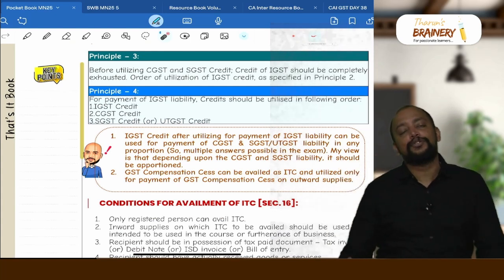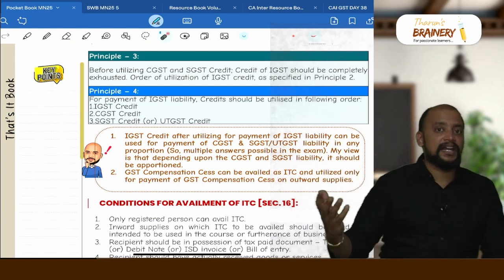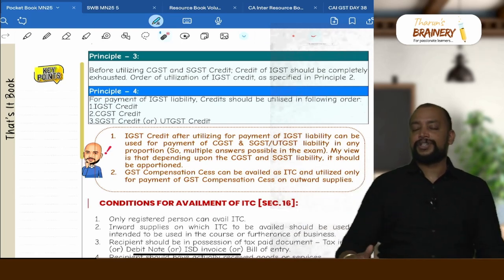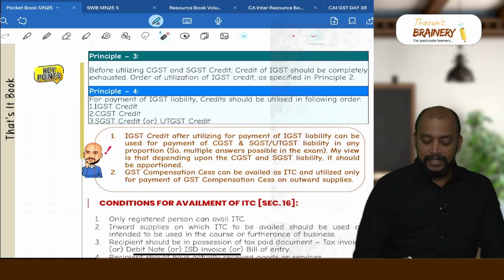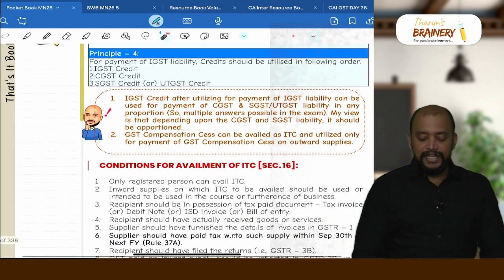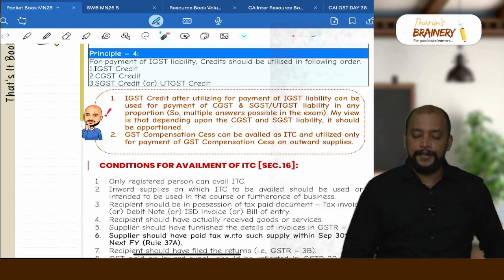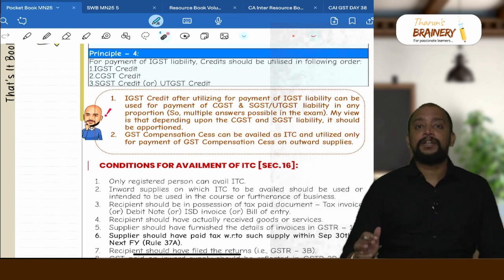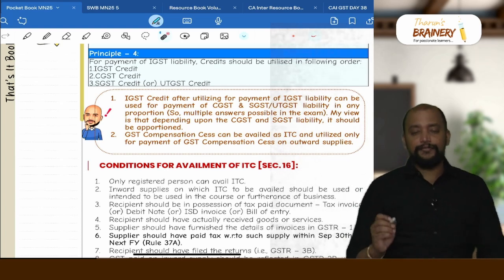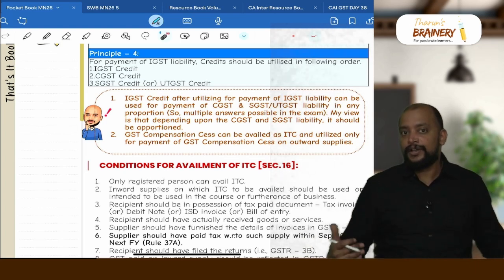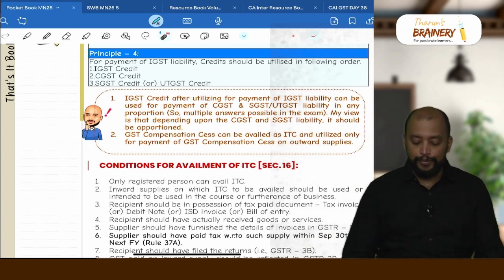Then principle number 4. When I have IGST liability and all the credits, first I need to anyhow adjust IGST credit, thereafter CGST credit, and thereafter SGST or UTGST credit. So when we use IGST credit for payment of IGST liability and then for CGST, SGST in any proportion, multiple answers are possible. Therefore, what you need to do depends upon the CGST, SGST liability you apportion. So see the ratio, in that ratio you apportion.